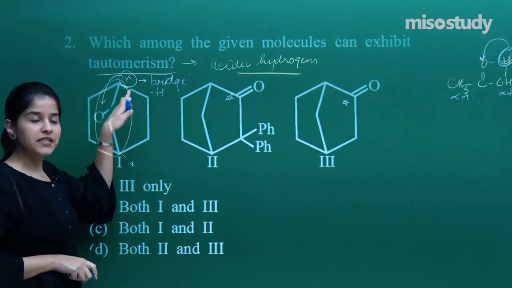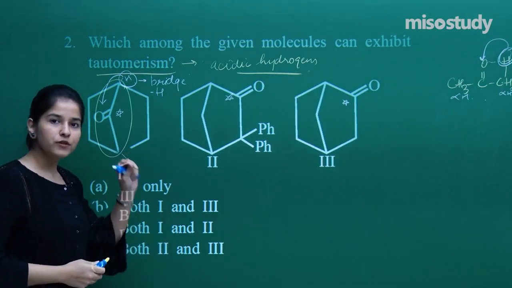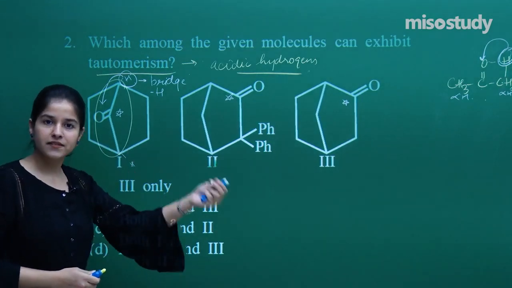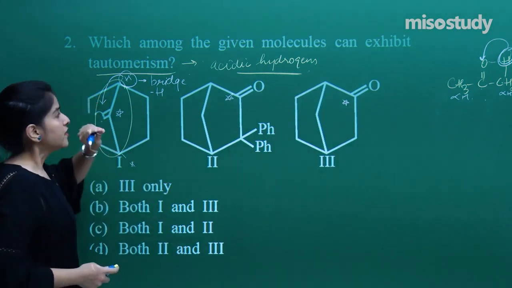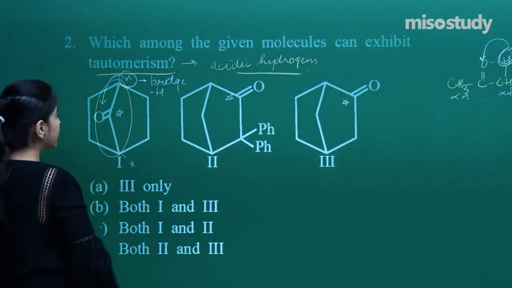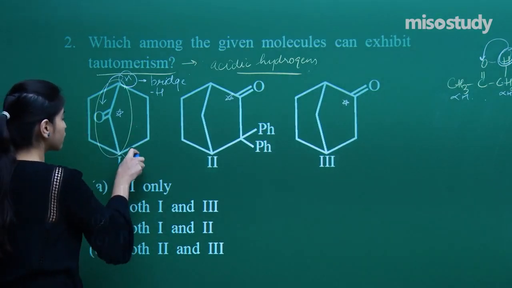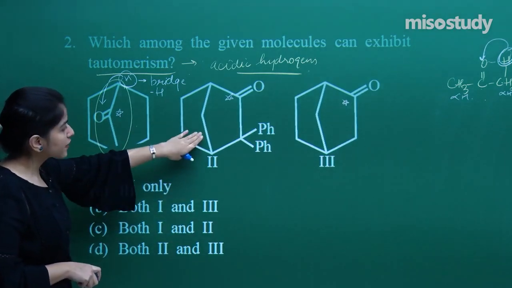So this bridge over here is quite sensitive. I cannot shift this hydrogen just like that to make an enol form. So the bridge will tend to break. The molecule will become unstable. That is why this will prefer not to show tautomerism. Clear? So this particular compound will not show tautomerism. One is not showing. Let's move on to the second one.